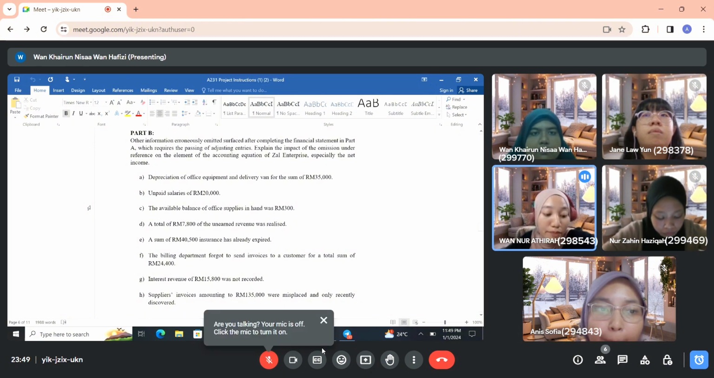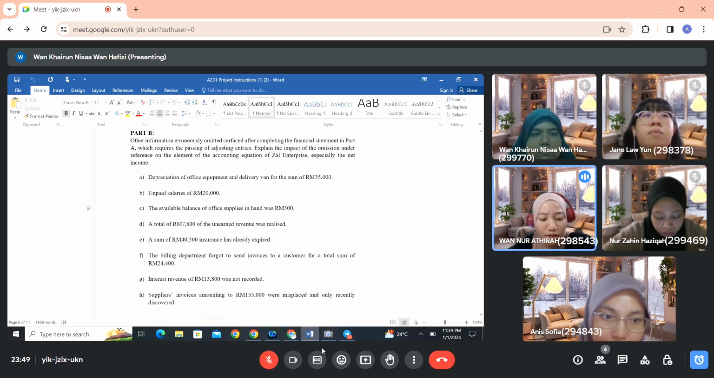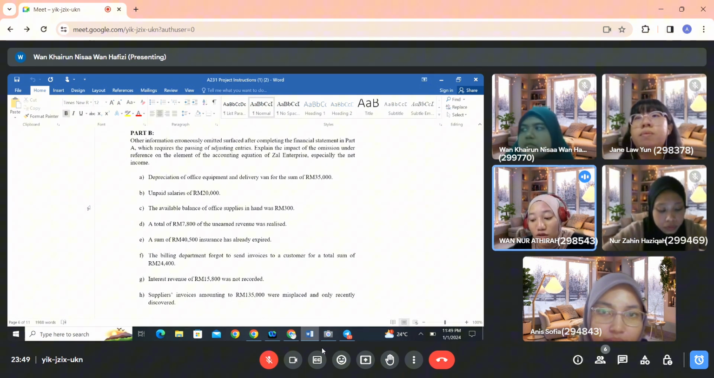For question B, unpaid salary of 20,000. The account affects salary expenses. The effect on assets is not affected, and for liability increased by 1,000 ringgit, and for equity it is decreased by 1,000 ringgit.